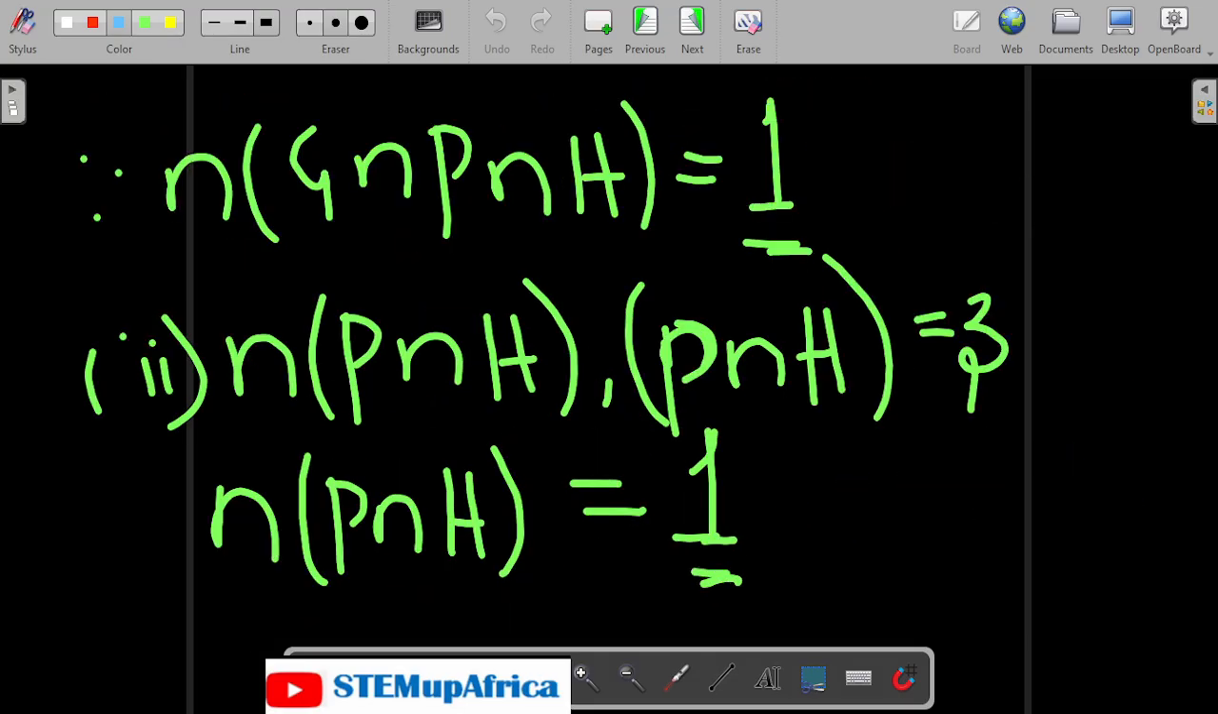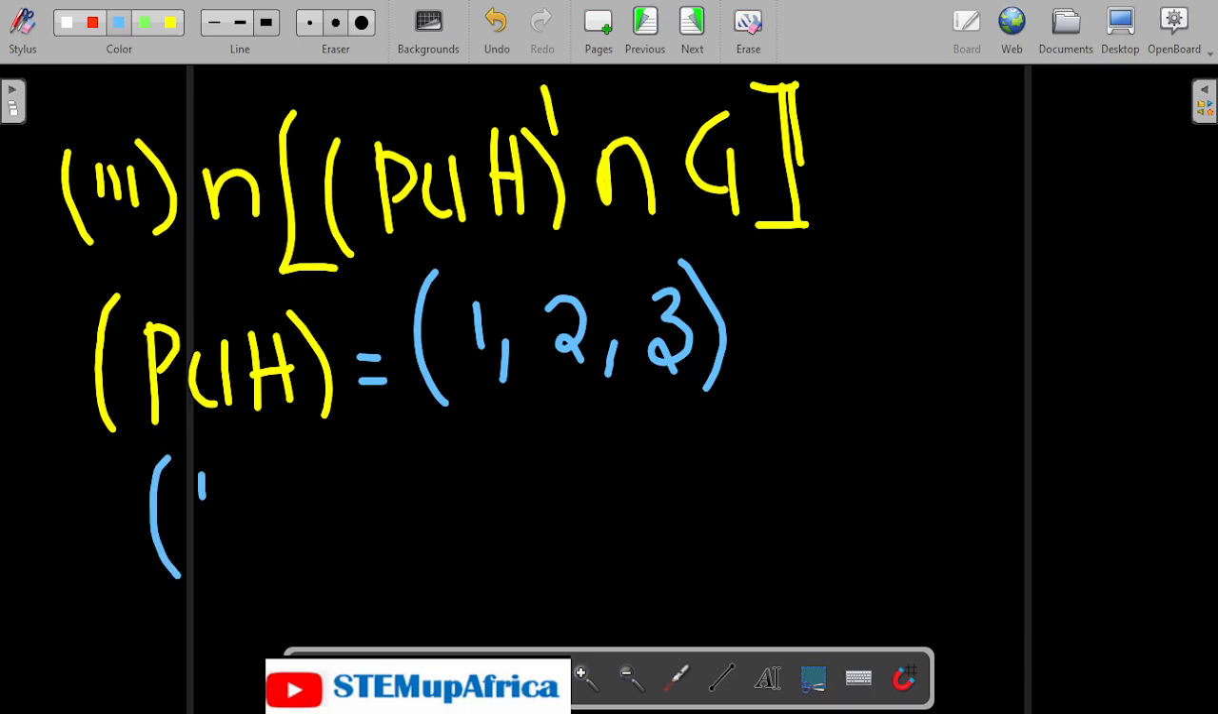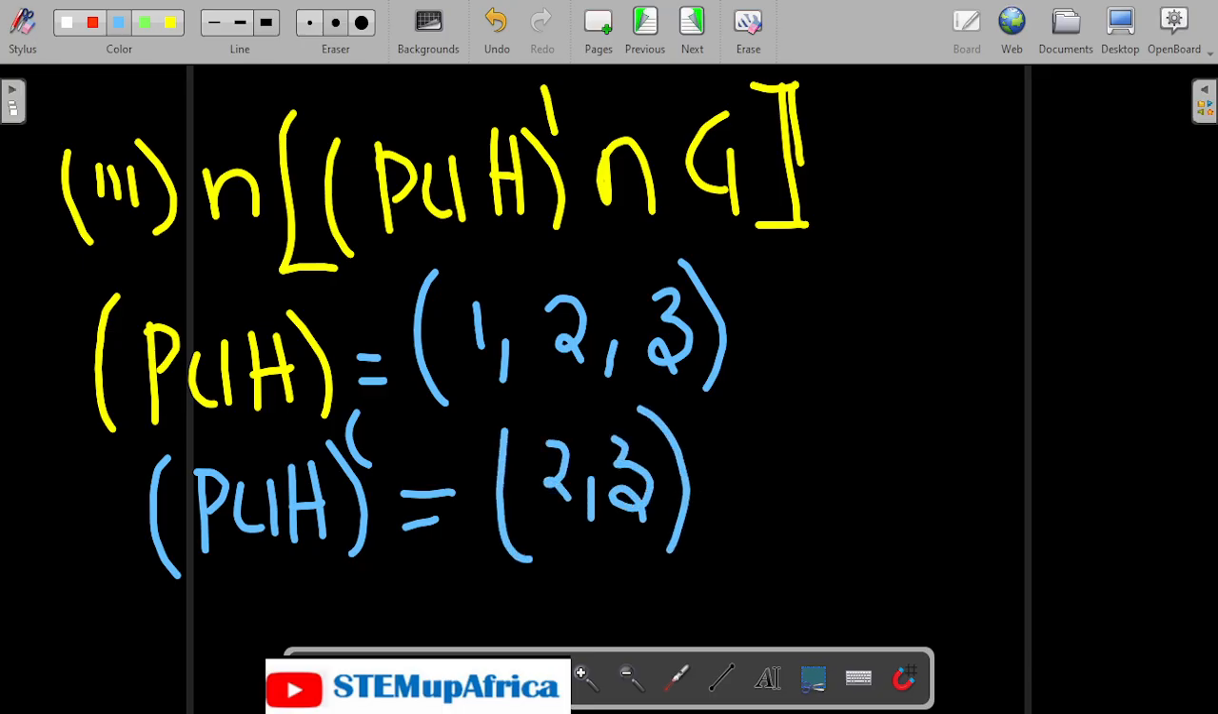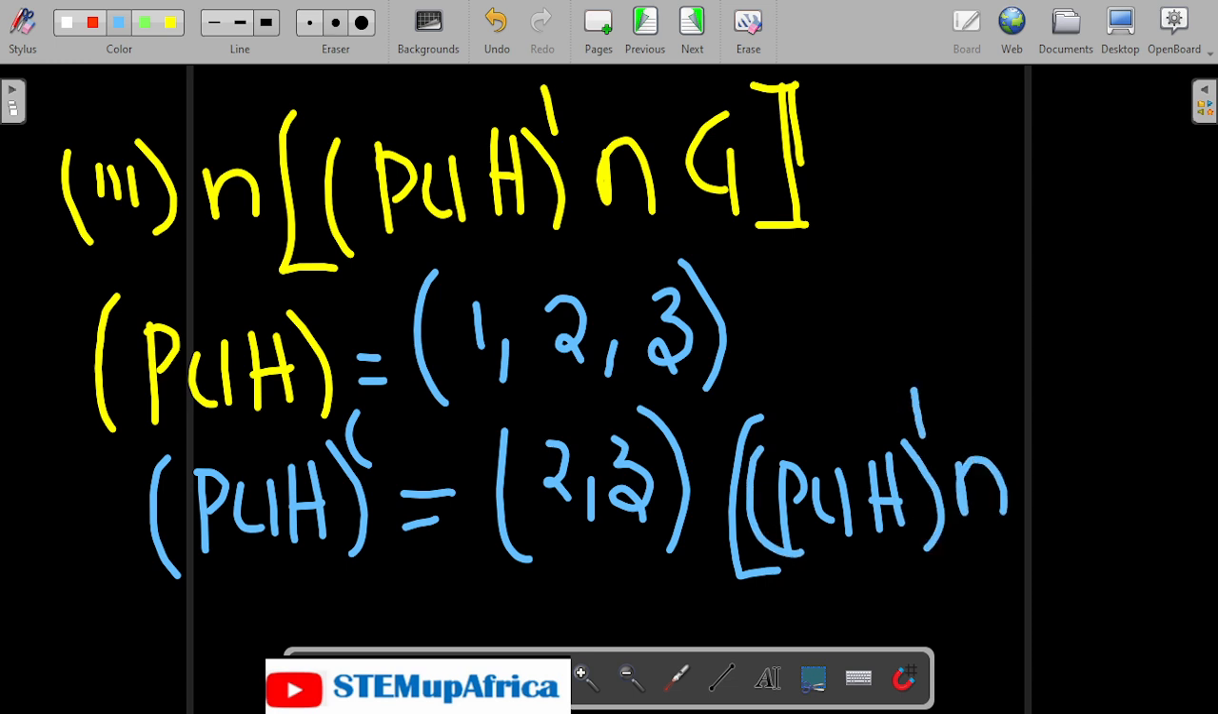So our P union H prime, or complements, the value will give us 2 and 3. Yes, 2 and 3. Then, what about the intersection G? So I'm having P union H intersection G. The value will give us just 2, because 2 will be the common factor between P union H prime intersection G.